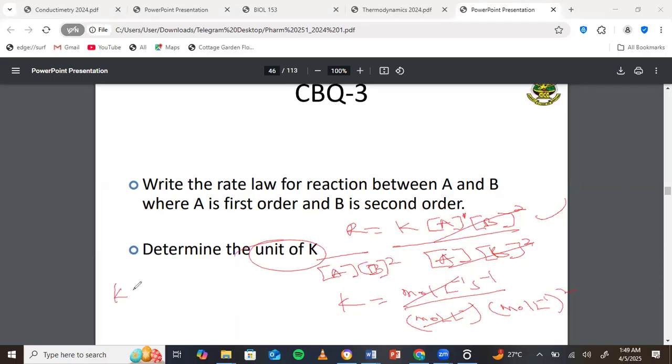I would have K being equal to, if I bring the squared out, per second over mole squared, then per liter squared. That is because of the square affecting these two entities. Now, if I'm supposed to simplify it, if I'm bringing this up here, the negative will become positive and the positive will become negative. So liter squared per mole squared per second. So this will be the unit of K in this overall third order reaction. Very simple.